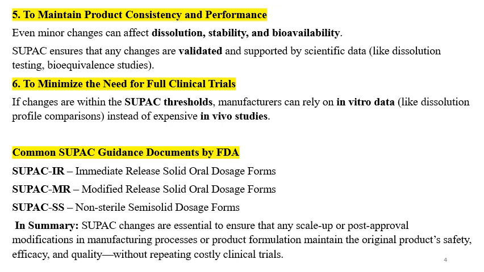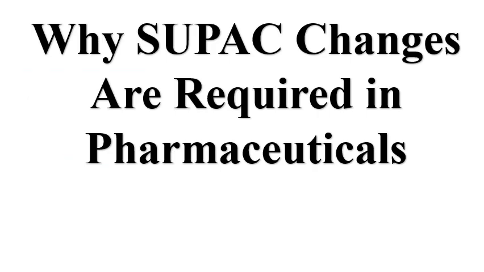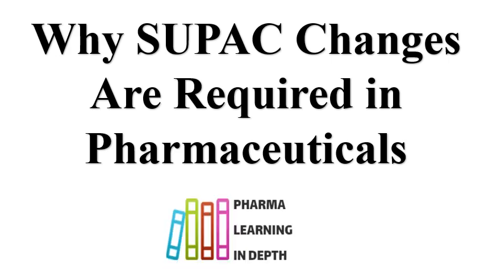In summary, SUPAC changes are essential to ensure that any scale-up or post-approval modifications in manufacturing processes or product formulation maintain the original product safety, efficacy, and quality without repeating the costly in vivo clinical trials. These are the reasons for SUPAC changes. You can go through the SUPAC guidelines to understand the categories and the required data for the SUPAC changes.